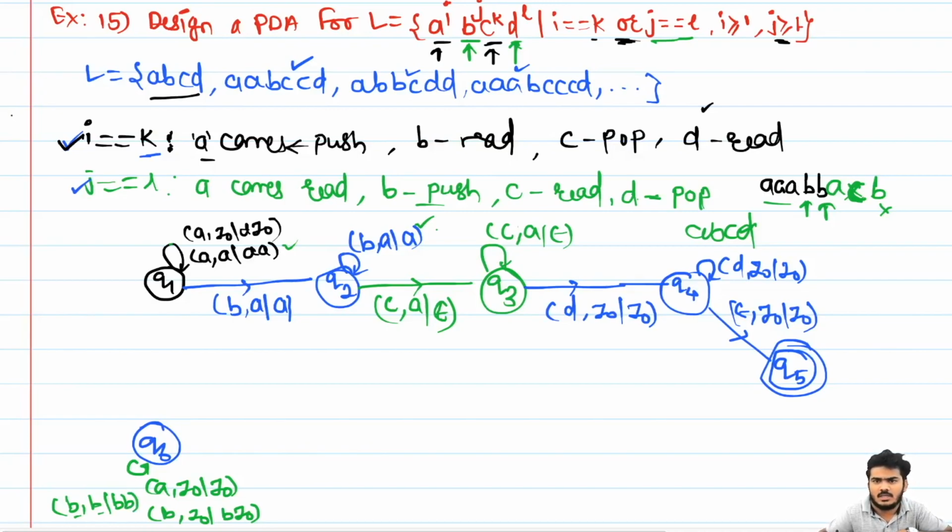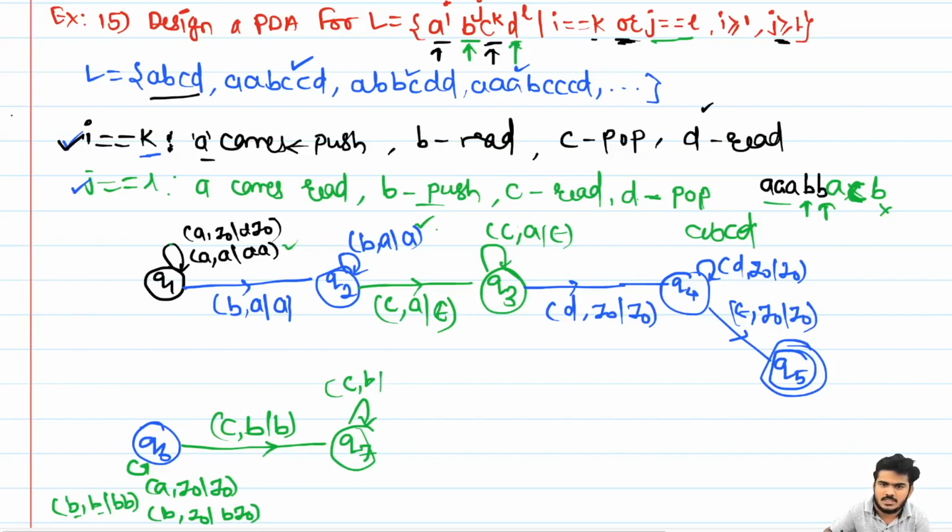Now B's are over, and if I get C, I will change the state. You know why? Because we have already seen that if we do not change the state, we will come across various problems. When C is the input and the top of the stack is B, I will keep that B as it is and change the state. I am in Q7 state. In this state also, if I get more C's and the top of the stack is B, I am just reading those C's and keeping that B as it is.